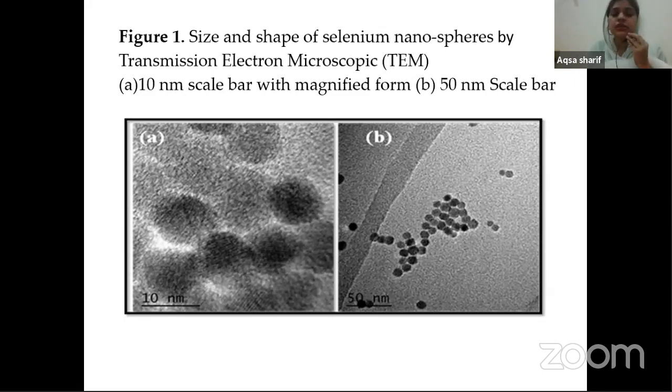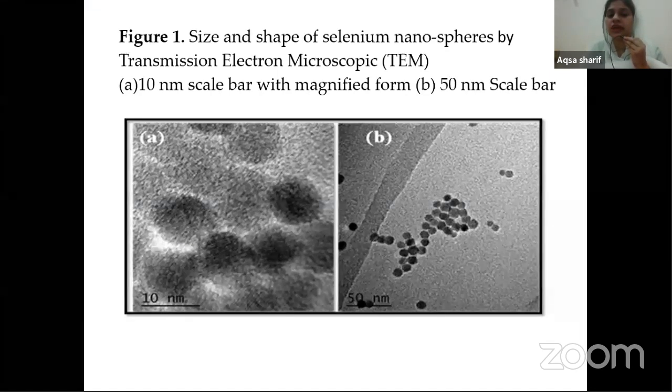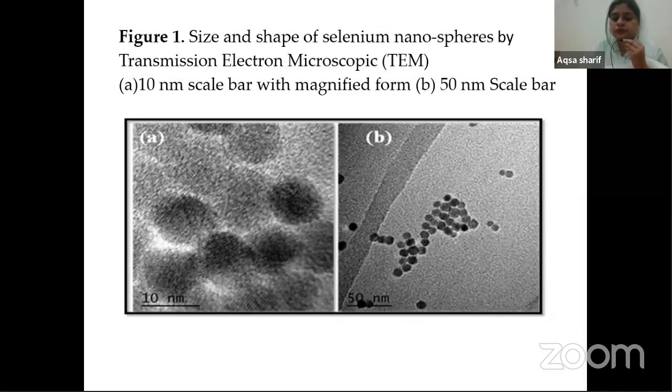It illustrates the size and shape of selenium nanospheres by transmission electron microscope. That's the view of the transmission electron microscope. And in figure 1, the 10 nanometer scale bar was set. Actually, this photograph shows you the confirmed size and shape of the particles which I used in my study. And in figure B, a 50 nanometer scale bar was set.